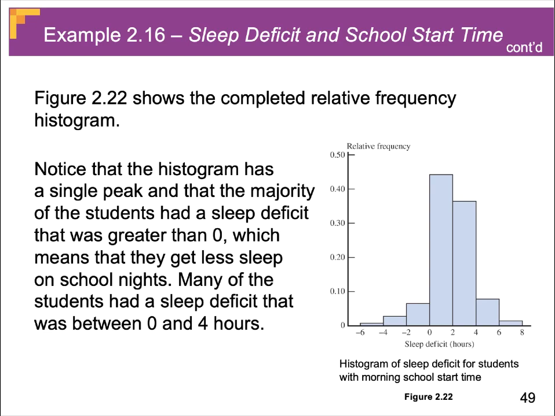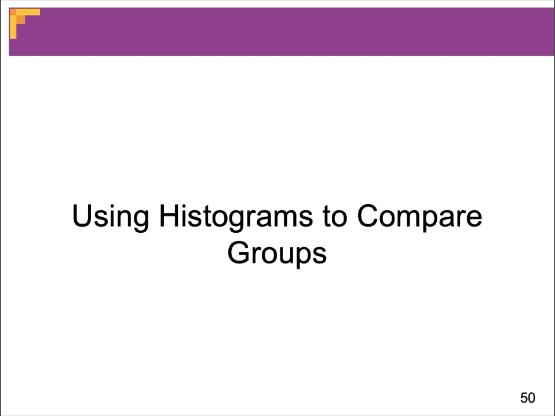Now it does appear that most of the students do have a positive sleep deficit, so they were getting less sleep on school nights. Most of the values seem to be between 0 and 4, and we don't have any gaps or outliers here. So those would be some of the things that you would use to describe histograms. Now we can also use histograms to compare groups. And so whenever you are trying to actually make some comparisons, then you'll need to create an appropriate histogram.